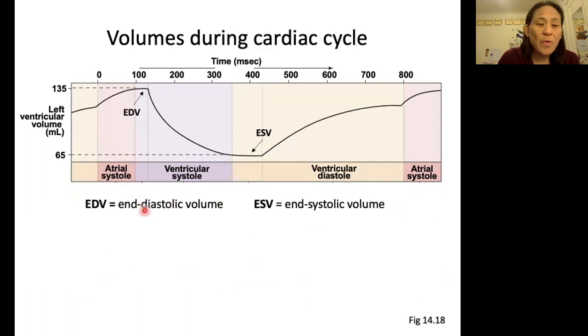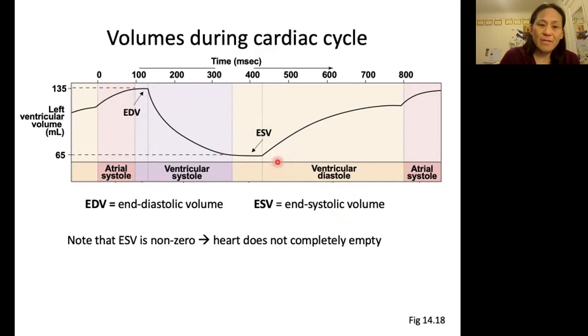Okay, so I do want to point out that we have names for our maximum and minimum values for the volumes in the ventricles during the cardiac cycle. Those are EDV, or end diastolic volume. So this is the end of ventricular diastole. So end diastolic, end of diastole, okay? And then we have ESV, or end systolic volume. So this is the volume at the end of ventricular systole, okay?